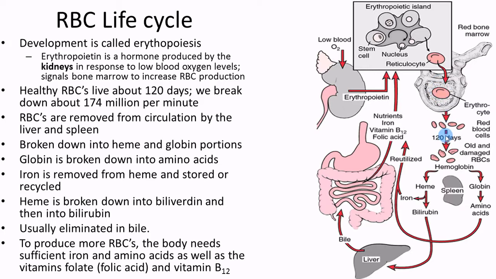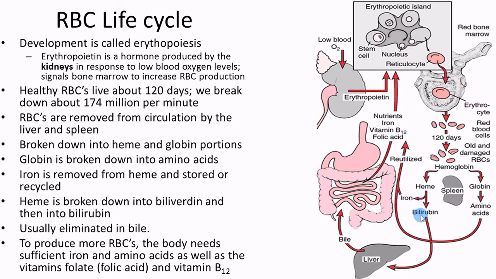They stay in circulation for about 120 days where they get old, worn out. They have no DNA. They can't repair. They go through the spleen and the liver, and the spleen and the liver will break it apart and destroy it. It turns it into heme groups and globulin groups. These are proteins, and these are the iron. The iron can be recycled.